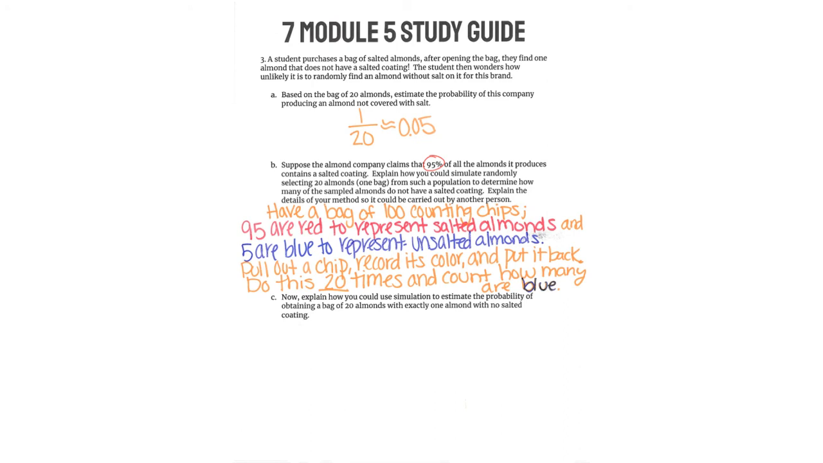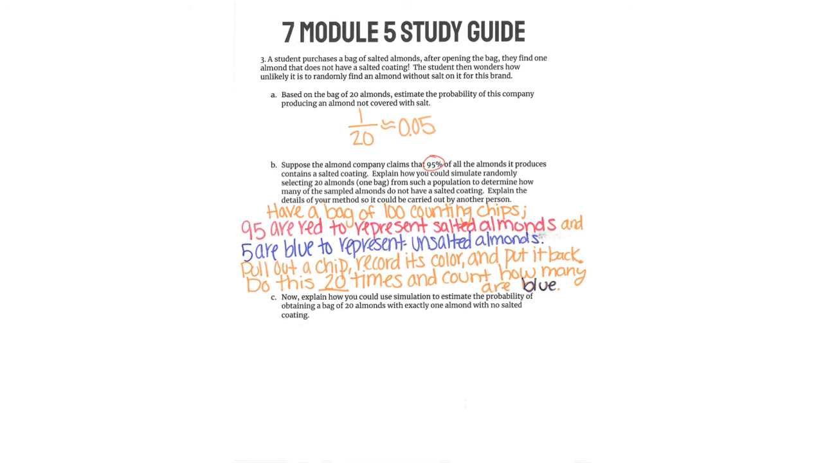C. Now explain how you could use simulation to estimate the probability of obtaining a bag of 20 almonds with exactly one almond with no salted coating. Well, here's what we would do. We would end up repeating the process from what we answered here in B. And we can do that multiple or more times.